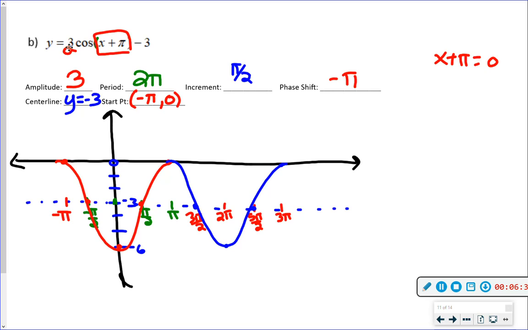Elliot, I haven't forgotten about you. So remember, left to -pi, down -3. That is like your new 0, 0 right here, my friends. That is the trickiest as it gets, is all the shifting. All right, Elliot, what do you got for me?